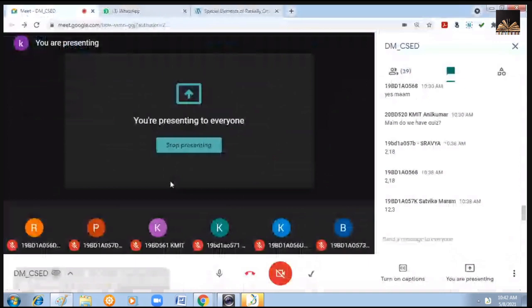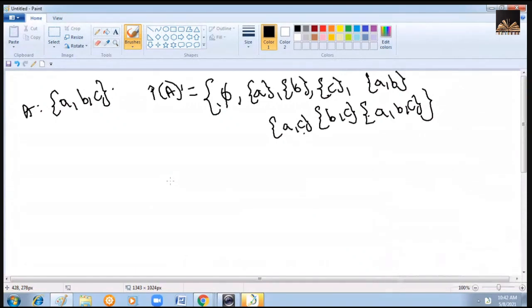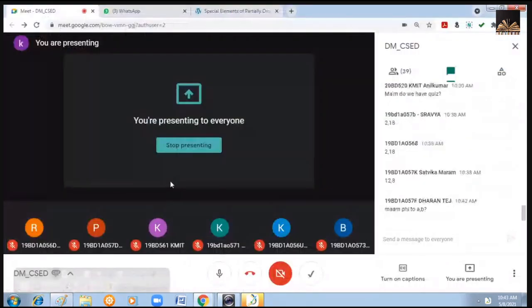Try to draw the hash diagram. We'll give you 2 minutes of time. Let me know whether you are able to draw or not. Yes, phi to a, phi to b.